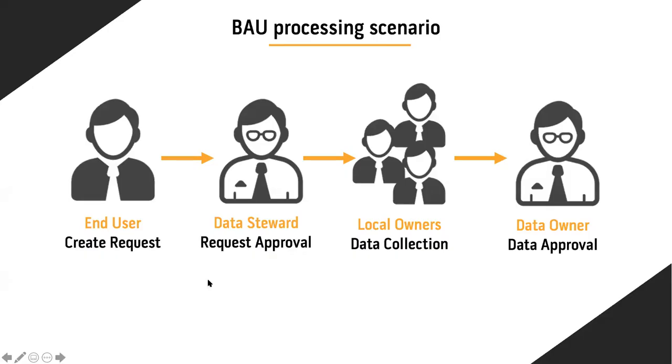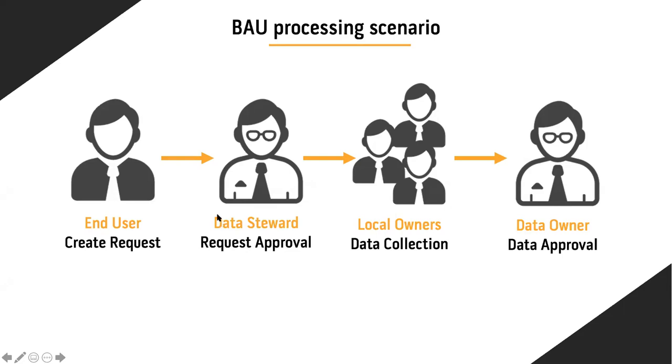Similarly with mass, obviously mass is normally something that might be part of an acquisition or something like that. But for business as usual processing, what we typically see is an end user putting on a request, coming into a data steward for review. They might actually review duplicate checks and things like that. And then things will get distributed depending on your workflow.